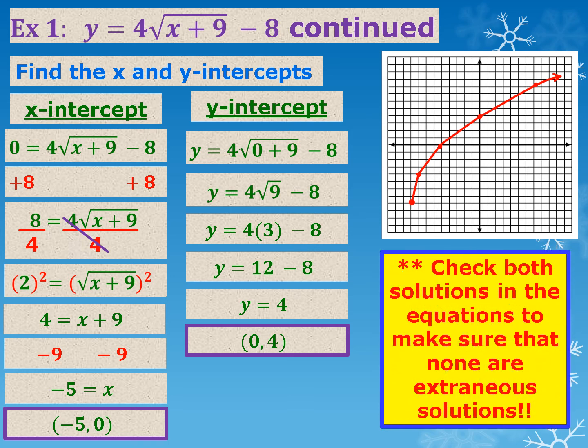Now, we always want to check both solutions in the equation to make sure that none are extraneous. So if I plug -5 back in, I get -5 plus 9 is 4. Square root of 4 is 2. 2 times 4 is 8. 8 minus 8 is 0. So that works. And then if I plug 0 in for x, 0 plus 9 is 9. Square root of 9 is 3. 3 times 4 is 12. 12 minus 8 is 4. So they both work.